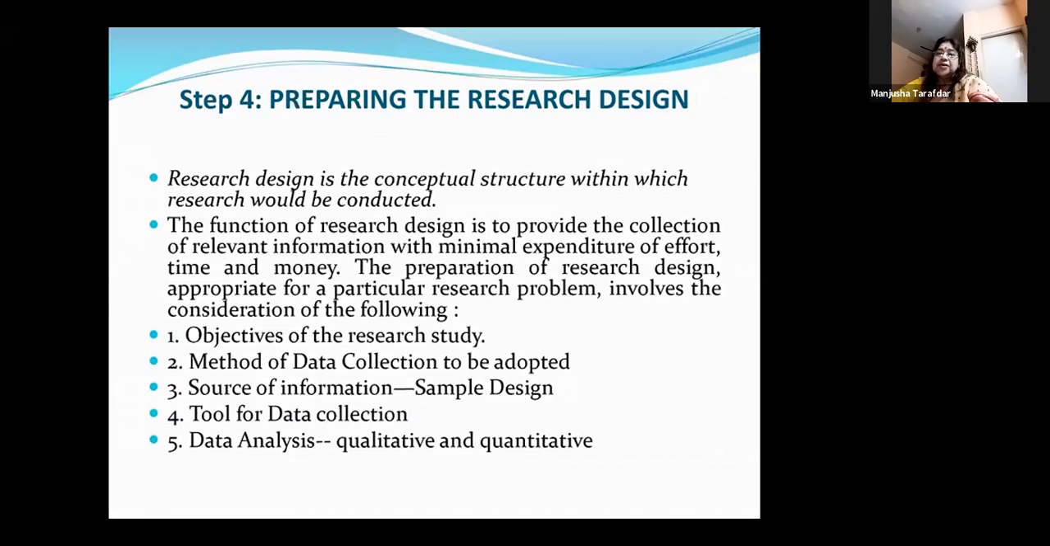Objectives of the research study, as I told you before, the objective should be considered first. On the basis of that objective, your research design will be prepared. Then method of data collection to be adopted. Whom you will select as your sample of study, from which you have to collect your data, information and anything else. So source of information is sample design. Tool for data collection, data analysis, both qualitatively and quantitatively.